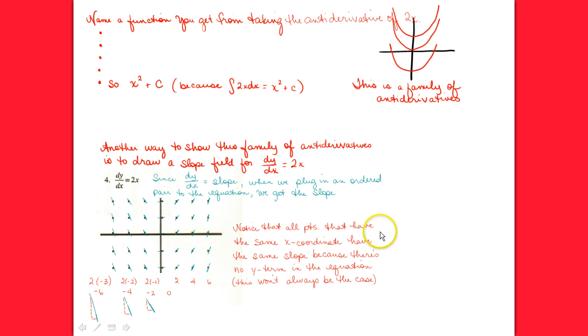Now notice that all the points that have the same x coordinate have the same slope because there's no y term in the equation. Now that wouldn't always be the case. In this equation we only had an x. If we had had an x and a y, then things would be different.